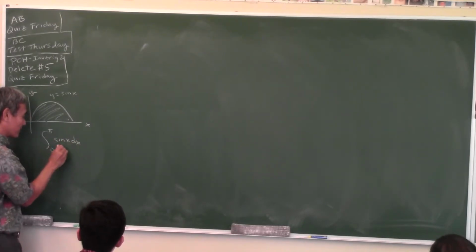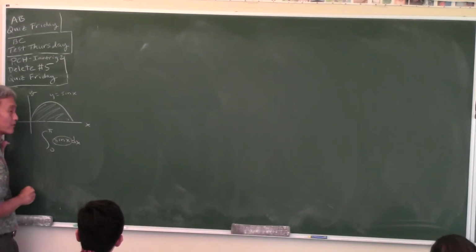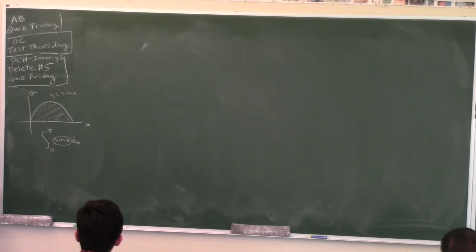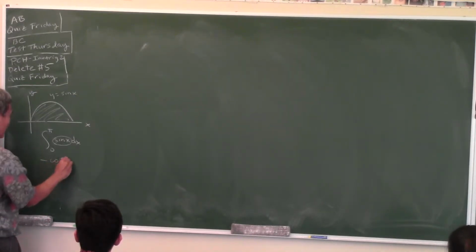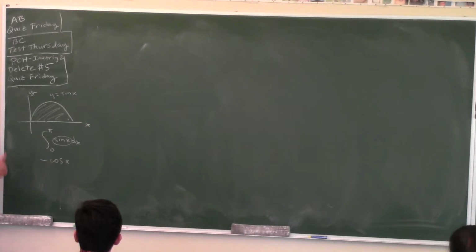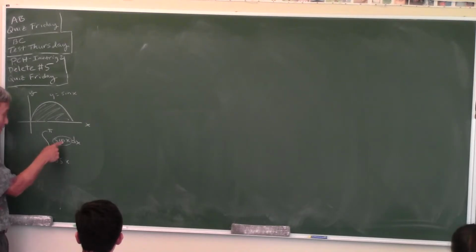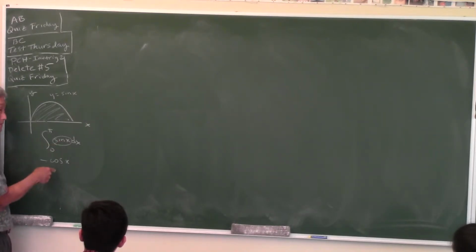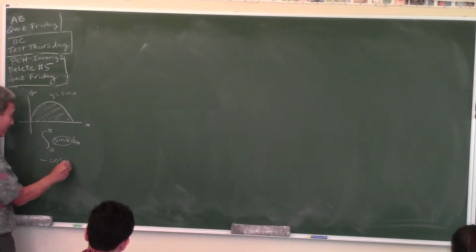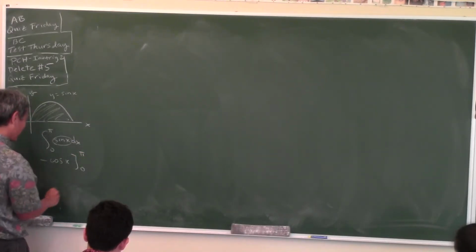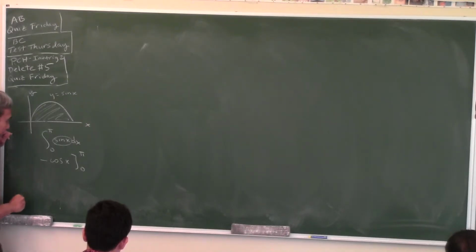To compute this integral, I need to find the antiderivative of that. Negative cosine x. Plus c, but I'm not going to write plus c because we know it cancels out. If I take the derivative of this, do I get that? Yes, because the derivative of cosine is negative sine. That's why you need a negative there to cancel out the negative. From 0 to pi, plug in the top number.